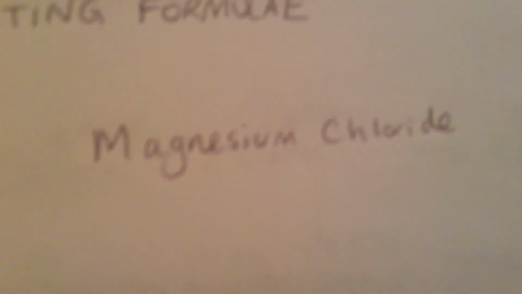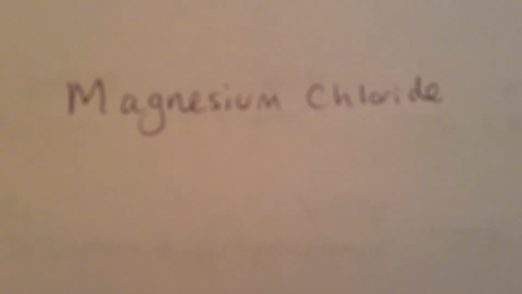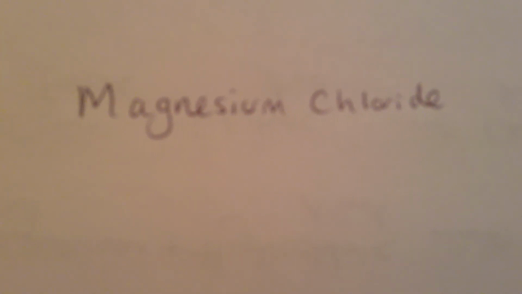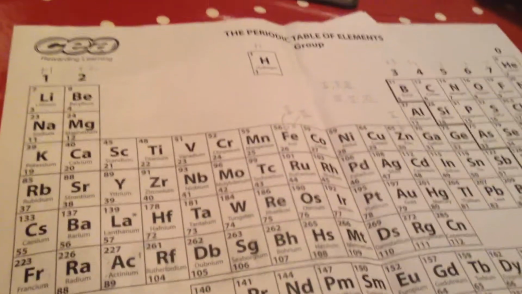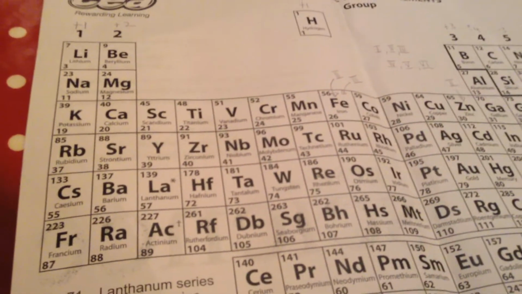In order to write the formula for magnesium chloride, there are two things that you need. You need to have both the symbols and the charges belonging to that magnesium chloride, okay? So your best friend here is going to be the periodic table, and I've got one in front of me, okay? Your periodic table at GCSE will look like this, but I've added a few things to it.